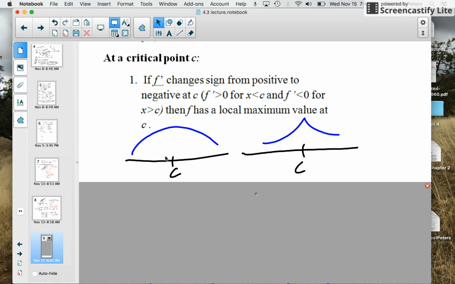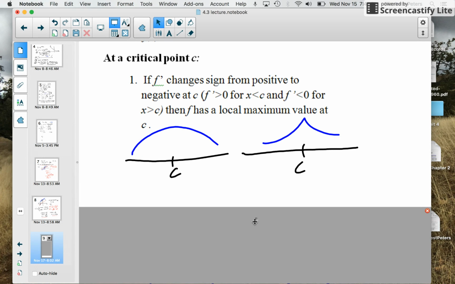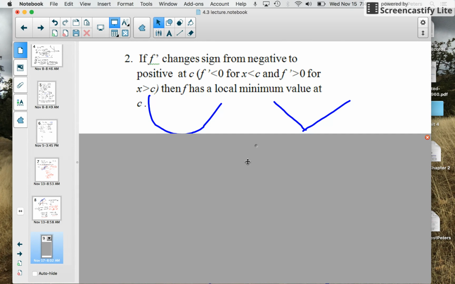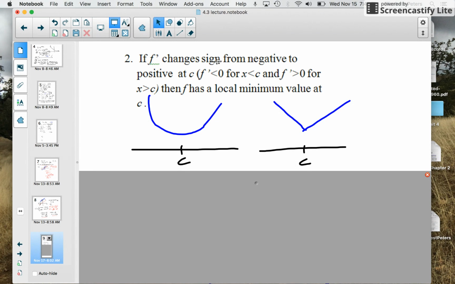We say if it's positive before C, and then it becomes negative after C, then it's going to be a maximum. All right, so going from there, we have the same idea, except this time, if f prime changes sign from negative to positive, then we know it's going to be a minimum at C. So here we've got negative derivatives, 0 derivative, and then positive derivatives. Negative derivatives, no derivative right here at this corner, and then positive derivatives.